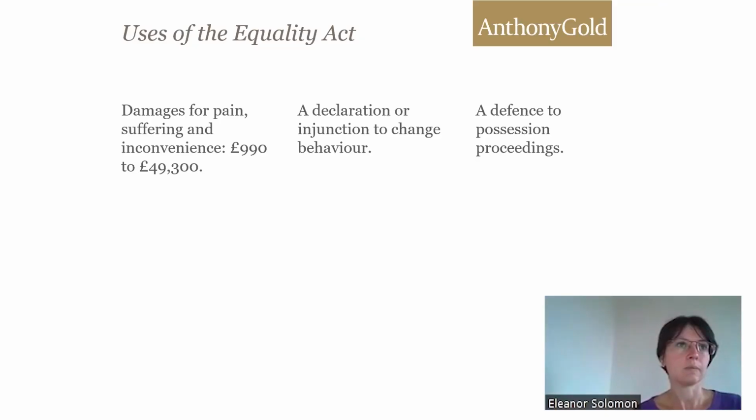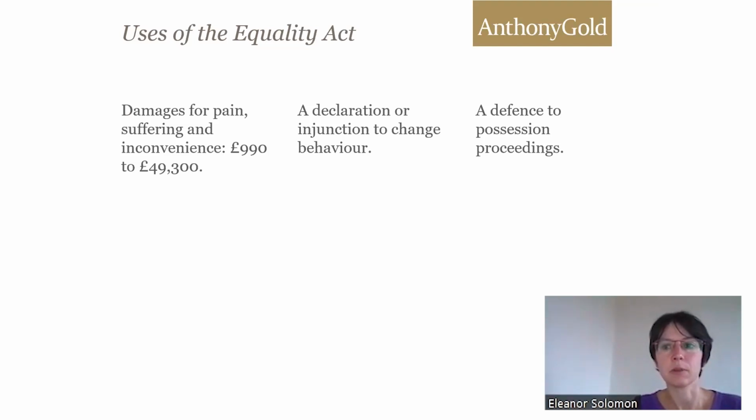So you can sue to get damages, which is compensation for pain, suffering and inconvenience, which is in general about a range of bands from about £990 to about £49,300, plus any actual financial losses that you've had as a result. You can get a declaration or an injunction to change the behaviour, so to stop the landlord trying to apply a different term to the tenancy or trying to evict you, and it can be a defence to possession proceedings.